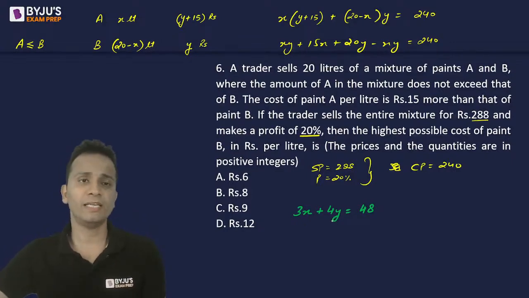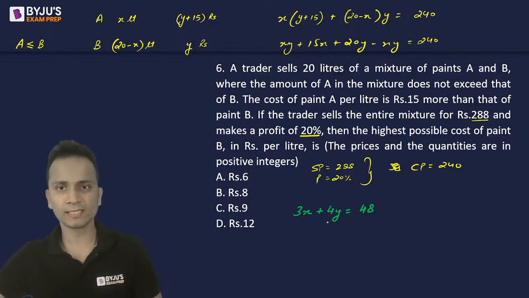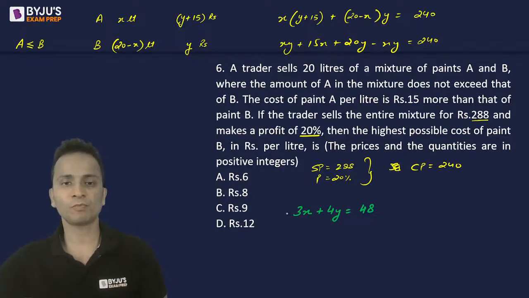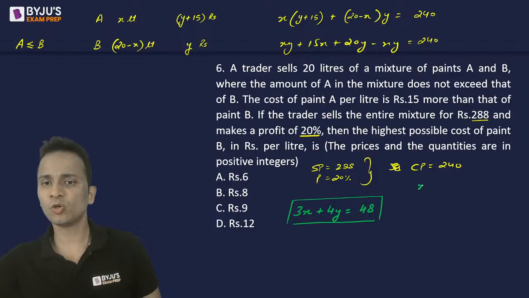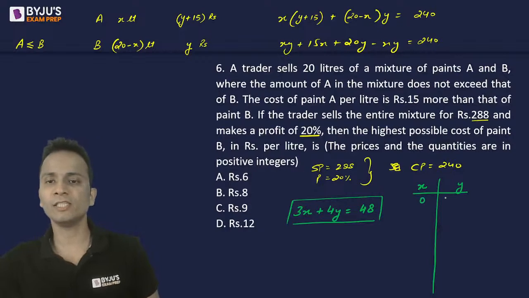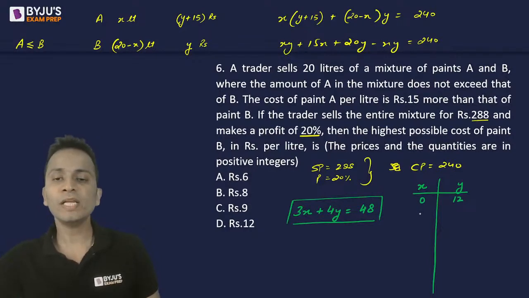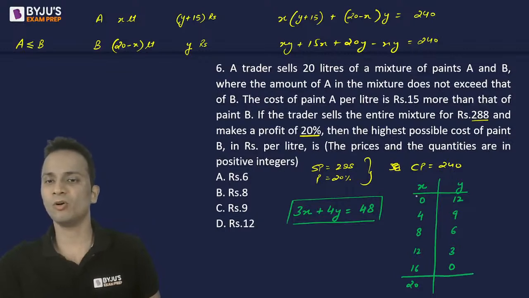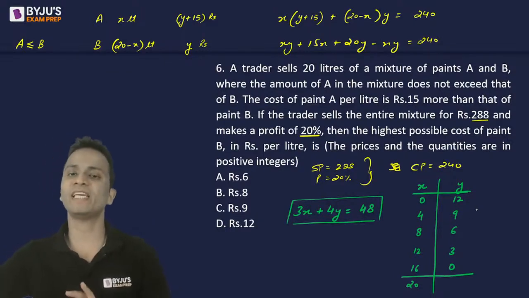Now what are x and y? X and y are the quantity and the prices, and they both are positive integers. So I'll start writing positive integral solutions for this equation. When x is 0, y will be equal to 12. X will increase by 4, so it will become 4, 8, 12, 16, 20, and so on. Y will decrease by 3, so it will be 9, 6, 3, 0. I will stop here. So these are the corresponding values of X and Y.